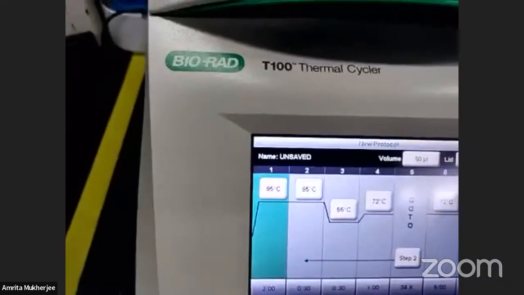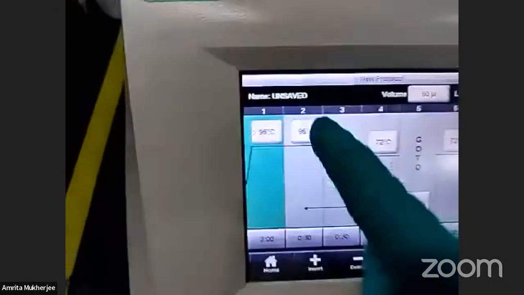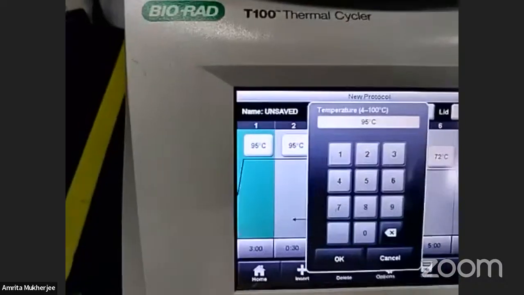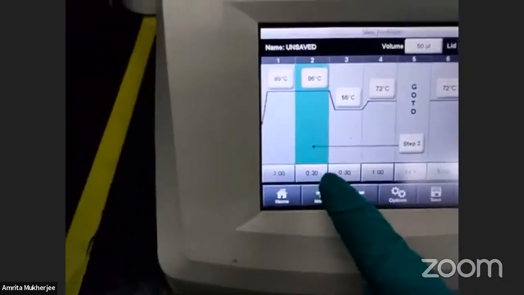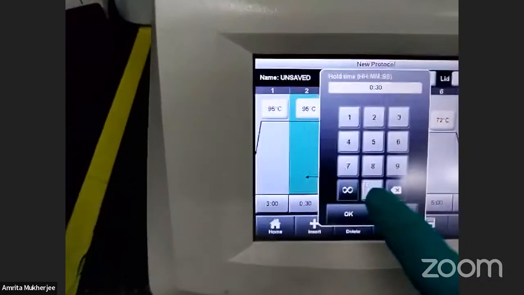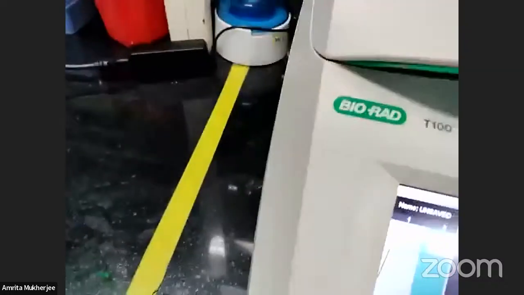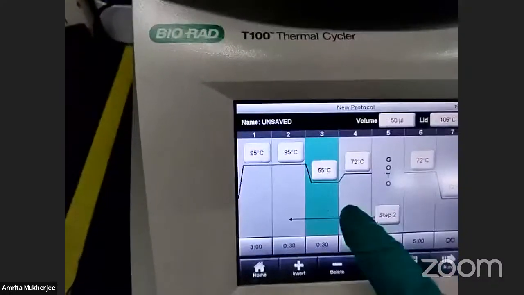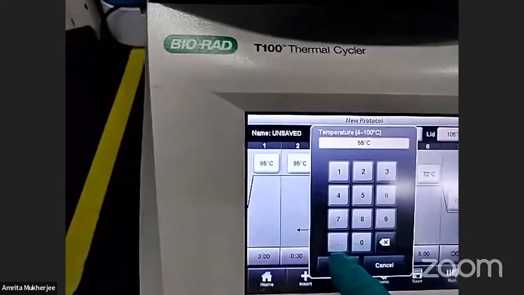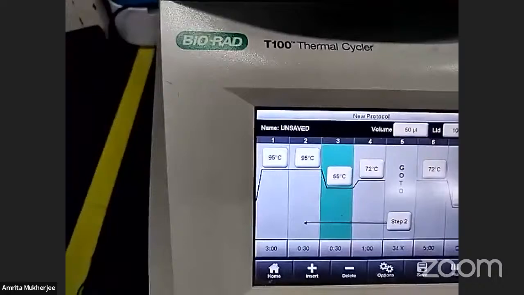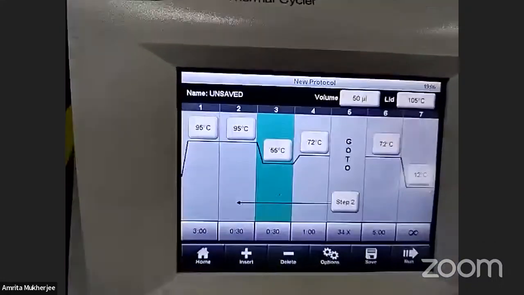Okay, so the next step is the denaturation step. The denaturation is always performed at a very high temperature. Here it is set as 95 degrees Celsius. You can set the timing accordingly. After denaturation, the next is the annealing. Annealing we have set here at 55 degrees centigrade. The annealing temperature depends on the melting temperature of the primers you are using.